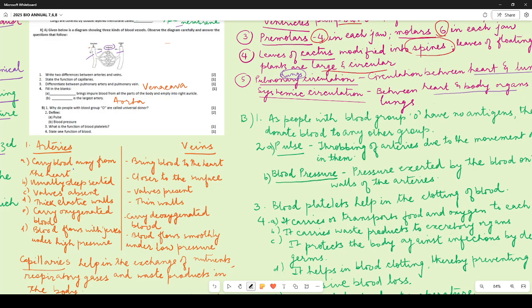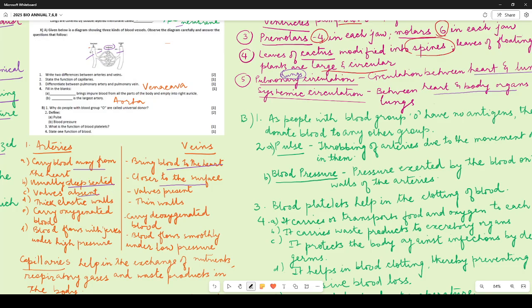First and foremost, arteries carry blood away from the heart. Veins bring blood to the heart. Arteries are usually deep seated. So, it's not very easy to feel the arteries. They are seated deep inside the muscles, whereas veins are closer to the surface. Veins you can easily see at the back of your hand and many a times on your legs. So they are closer to the surface.